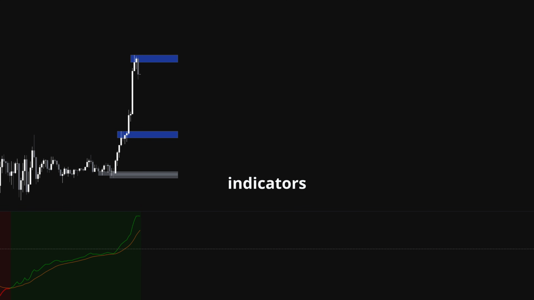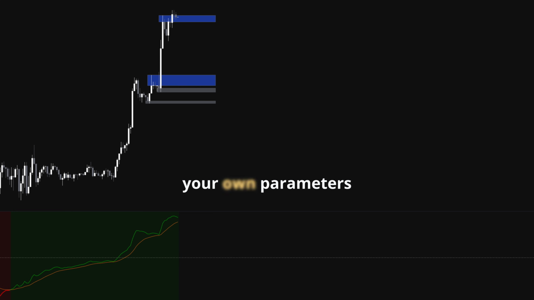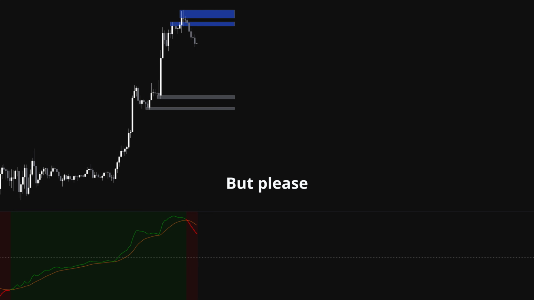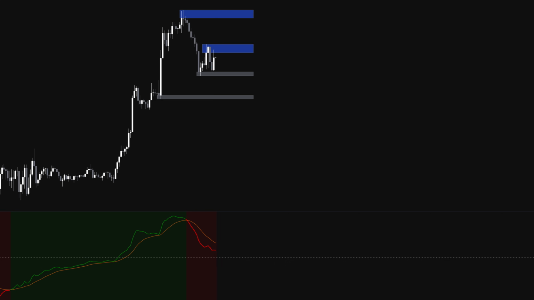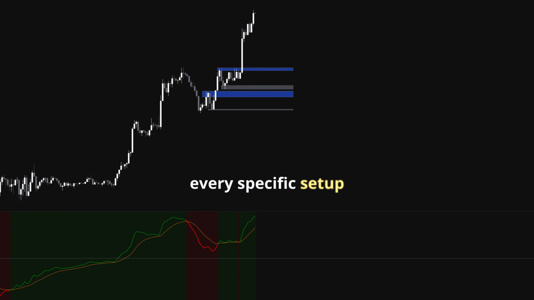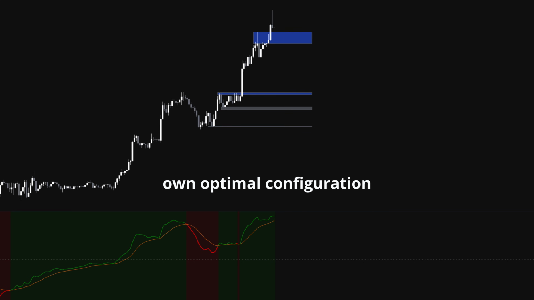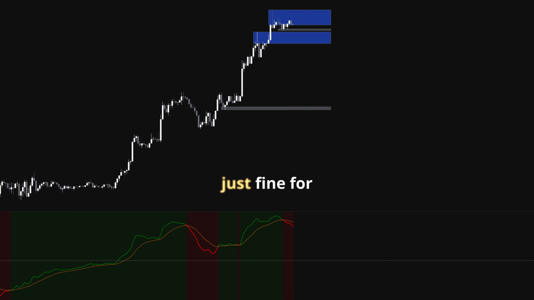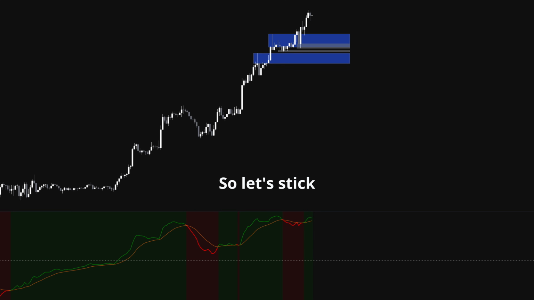Now, for both indicators, we're using default settings. You're always free to experiment with your own parameters, but please, stop asking what the best settings are. They don't exist. Every market, every time frame, every specific setup will have its own optimal configuration. Default settings work just fine for this strategy, so let's stick with those.